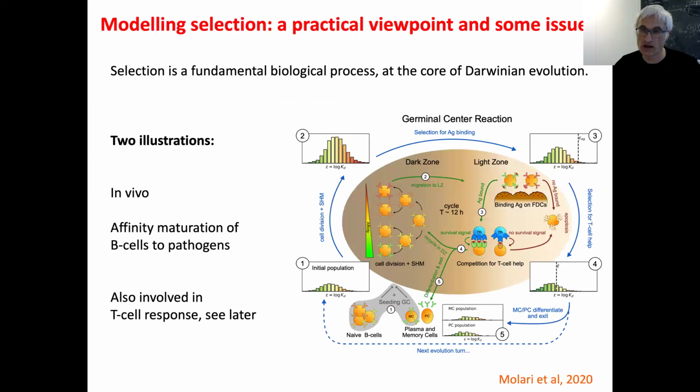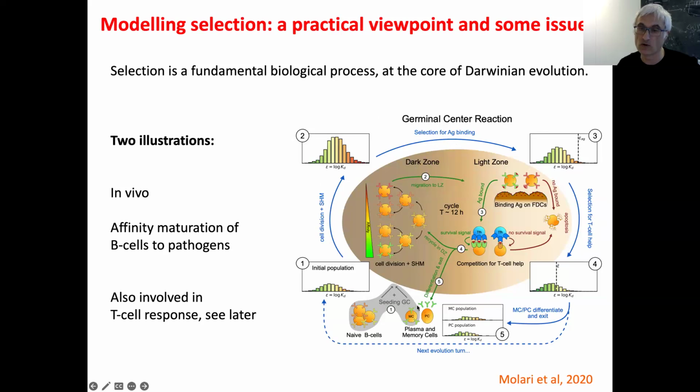So for instance, here is a complicated drawing of a process that we all know about, which is how our immune system reacts when we get infected by a pathogen. In our body, we have some specific, let's say, small systems called germinal centers, which contain naive B cells, which are immune cells. And when we get infected by a pathogen, these germinal centers start forming and developing.